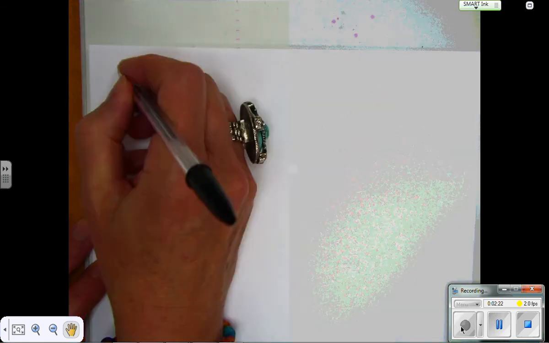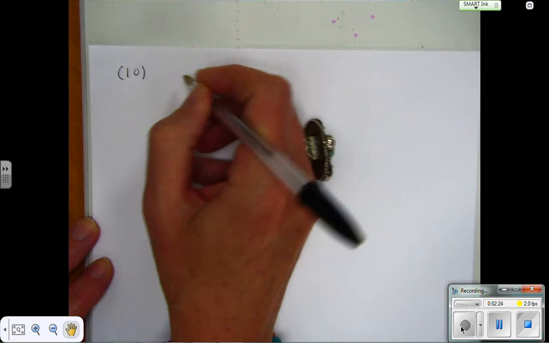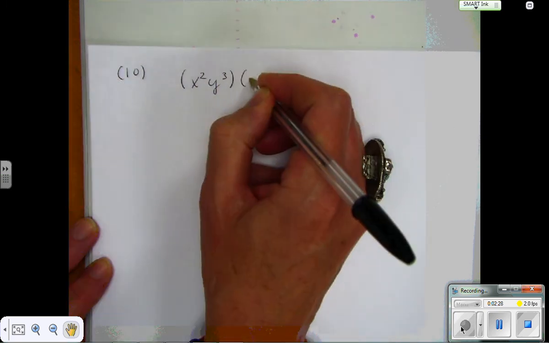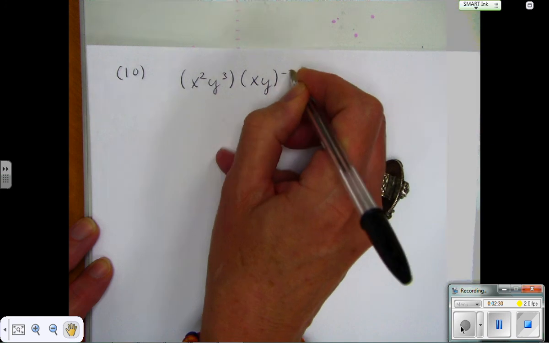Okay, let's look at number 10. I'm trying to hurry because the bell's going to ring. x squared y to the third times x y to the negative 2 power.